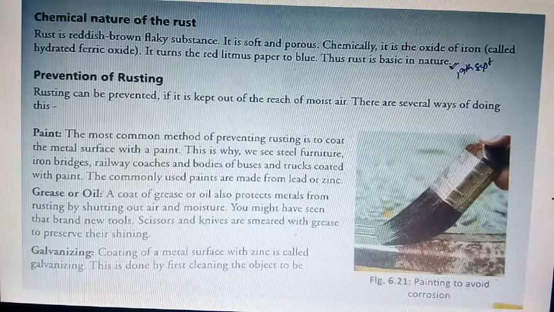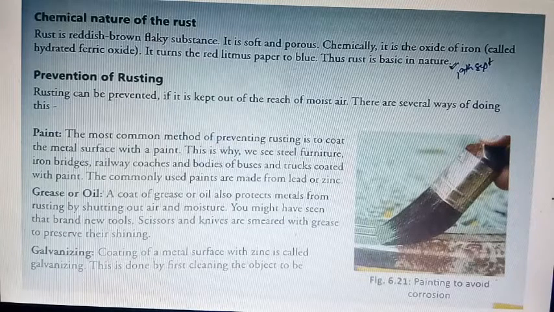Chemically, rust is the oxide of iron called hydrated ferric oxide. It turns red litmus paper to blue. That means if you put this flaky substance, rust, in water and make a solution of it, and put red litmus paper in this solution, the red litmus paper turns blue. That means rust is basic in nature.